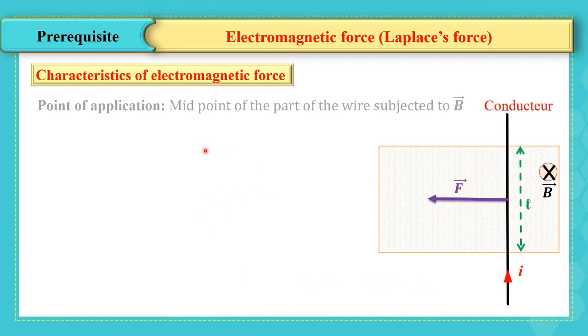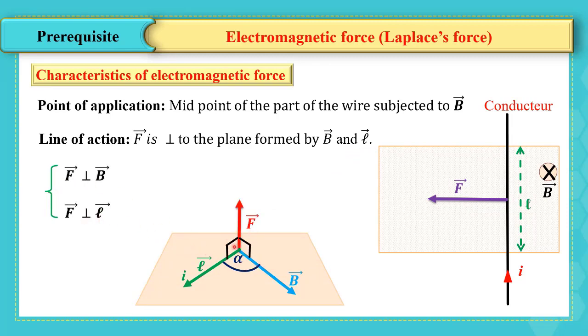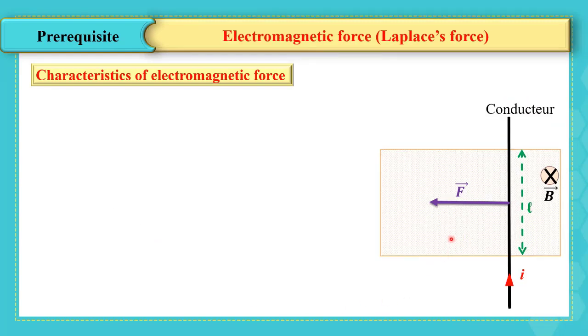The point of application of this force is the midpoint of the part of the wire subjected to B, while its line of action is perpendicular to the plane formed by B and L. Note that F is perpendicular to B and F is perpendicular to L. So F is perpendicular to the plane formed by B and L. The direction of the Laplace's force or electromagnetic force is determined by using the right-hand rule.